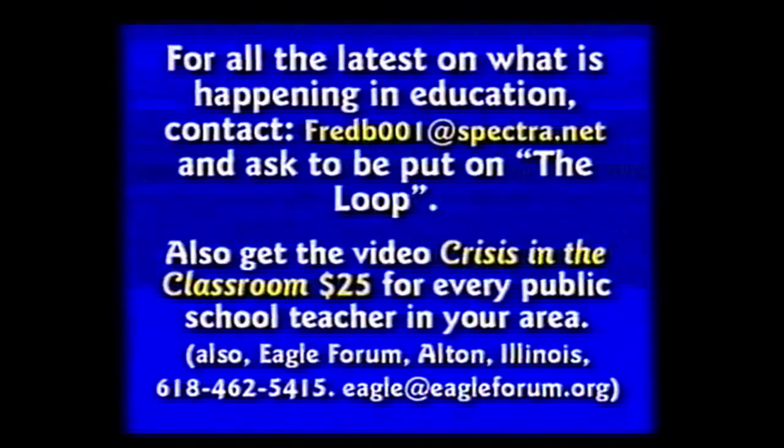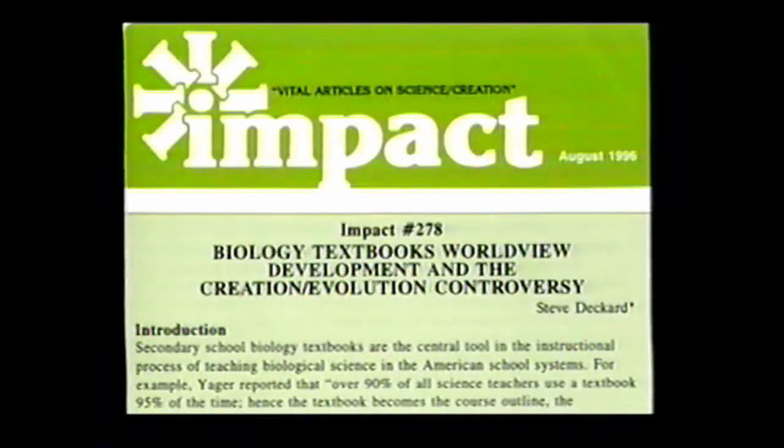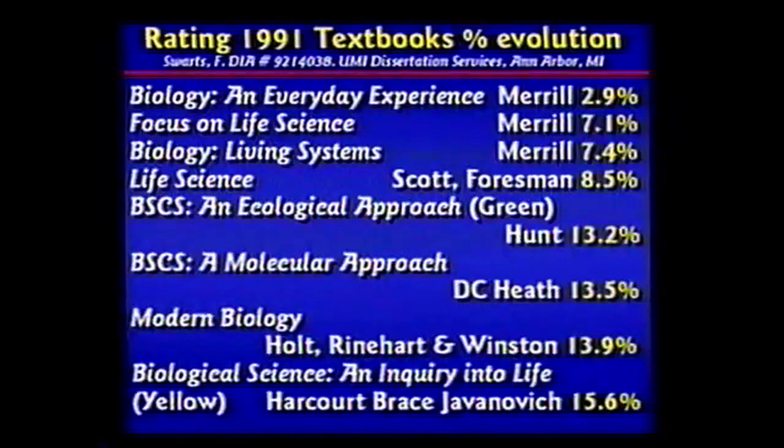I suggest you get a hold of the biology textbooks or the textbooks that they're selecting in your area and see the ratings on them. People have rated them to see which ones are more evolutionary. In 1991, the textbooks were rated, and it was discovered that Merrill biology only had 2.9% devoted to evolution, whereas HBJ had 15.6%. See, some textbooks have more evolution than others.